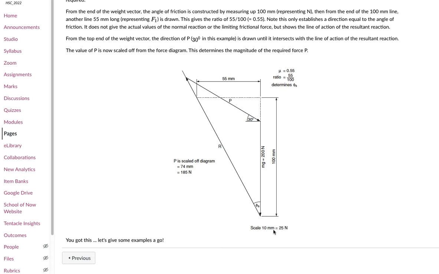We'll break this down a little bit more, but as you can see here, we've got a scale set, right? 10 millimeters equals 25 newtons. Here we've got 100, so it turns into 250. We've got a scale here that's happening for mu. So we've got a ratio of 55 over 100. There's your 55 millimeters, and they start to draw it.